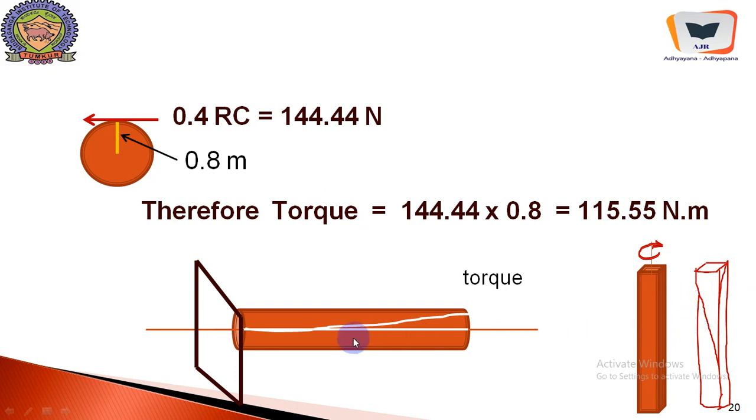So torque is always dangerous because it acts on a plane which is perpendicular to the longitudinal axis of a component. Here it happens to be 115.55 Newton meter as far as this shaft is concerned. And you should remember, as far as this problem is concerned, the root cause of this torque is the frictional resistance that is developed between the interface of the lever arm and the shaft.